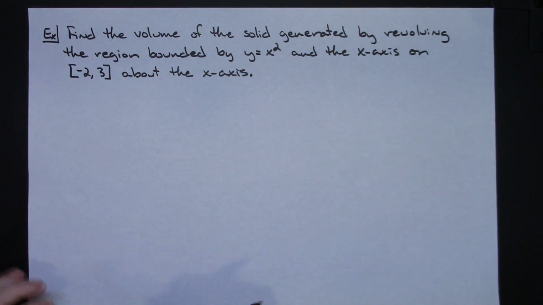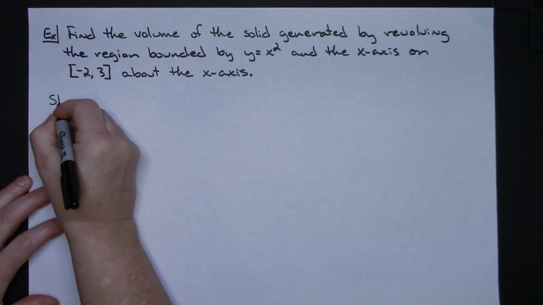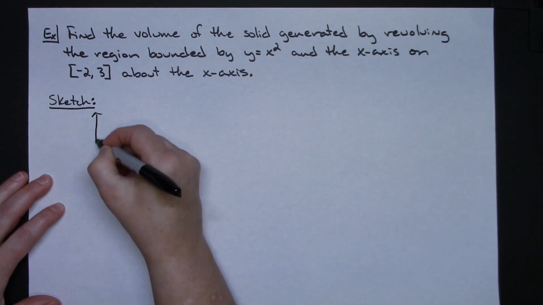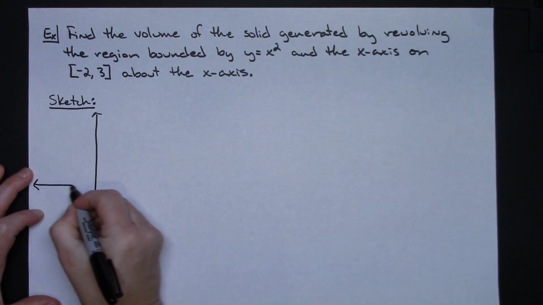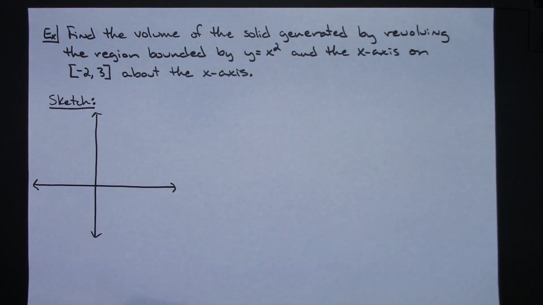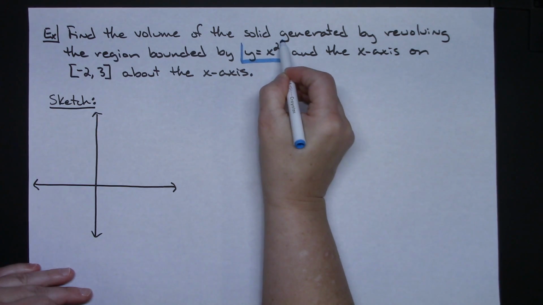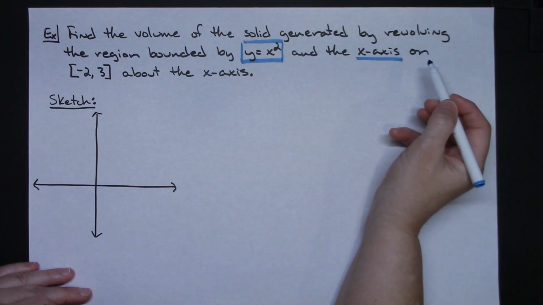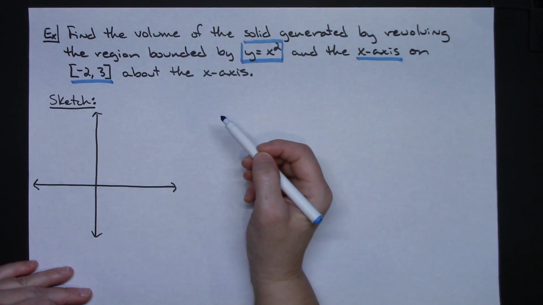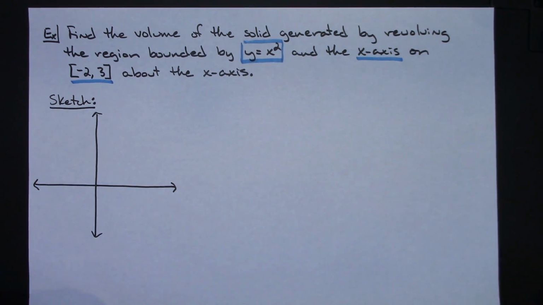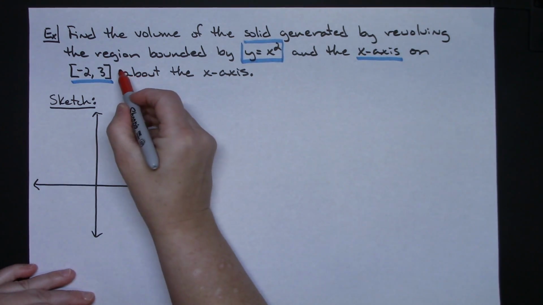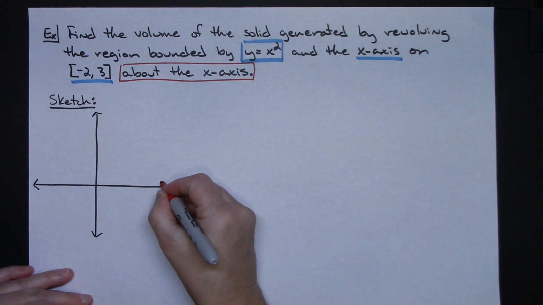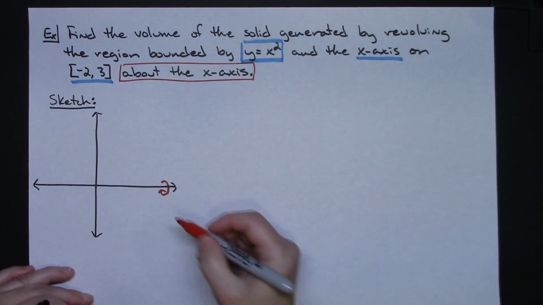I would highly recommend sketching this out so that you know what you are looking at here. So that's what I'm going to do first. Important parts: they gave me the curve, y equals x squared. It's bounded by that curve, the x-axis, and the interval from -2 to 3. The other important part is that you've got to know which axis you're going around. We're going about the x-axis, so I'm going to indicate that so I don't forget.